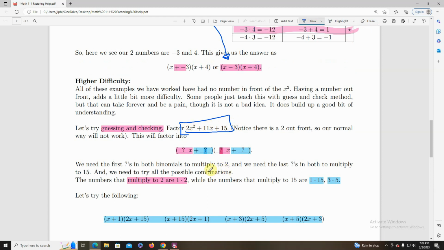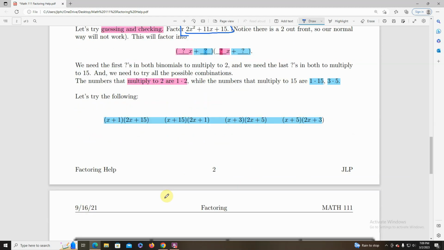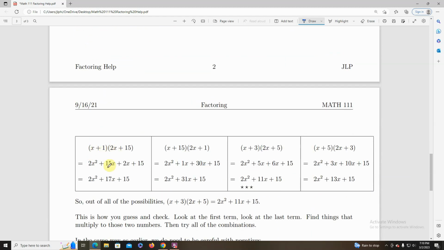So guessing and checking is a very lame way to do it, but it is not a difficult way. You just look at the first term, and you will factor the first term for the first term of your 2 binomials, and you look at the last term, and then you have to try all the combinations of those. Okay, now if you multiply these back out, here's all the work for them multiplied back out. Only one of them will give you back the original problem, and that is it right there.